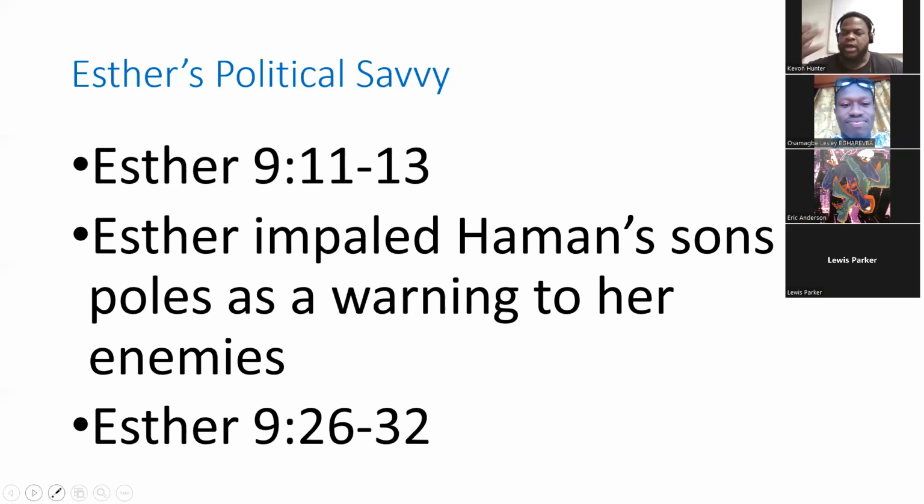Therefore, and this is talking about the day that the Jews were supposed to be killed. Therefore, these days were called Purim, for the word pur. Because of everything written in this letter, and because of what they had seen and what happened to them, the Jews took it on themselves to establish the custom that they and their descendants and all who joined them should without fail observe these 2 days every year in the way prescribed and at the time appointed. So they started to celebrate them escaping the destruction from this order from Haman.